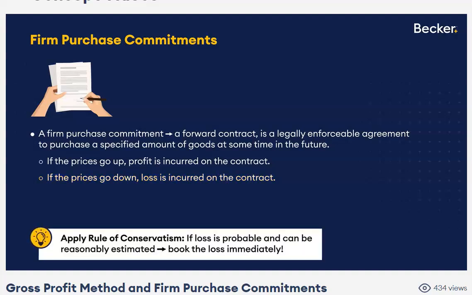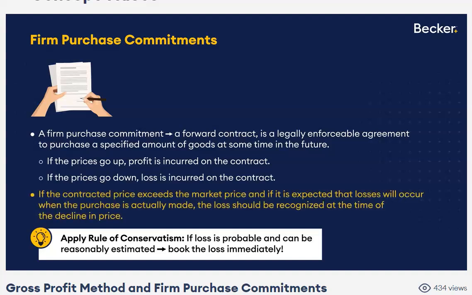And if we have a loss, what's the rule? Rule of conservatism. If the loss is probable and it can be reasonably estimated. Look, we need both of these conditions to be true. Number one, if the contract price means you're going to pay a higher price than the current market price, which went down, you've got a loss. And it's expected that the loss is going to be there when the purchase is made, that prices are not going to rebound and go back up. Then you've got to book that loss.